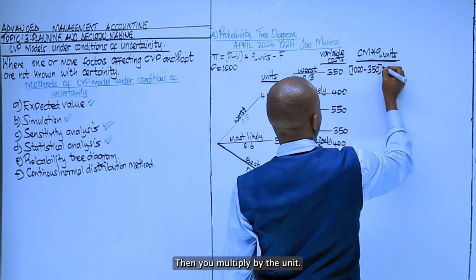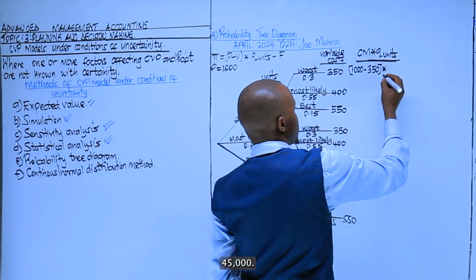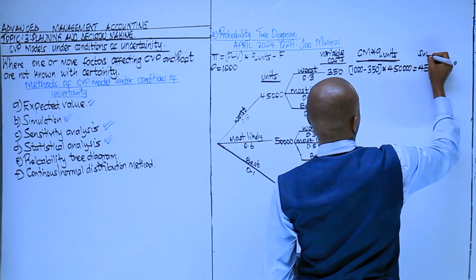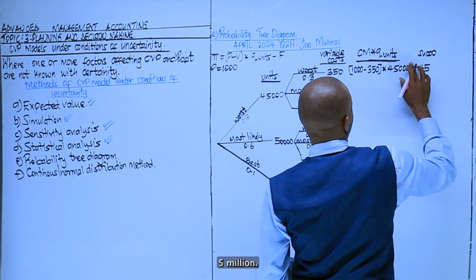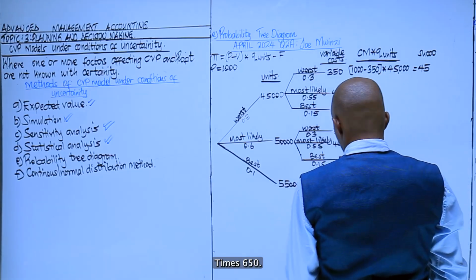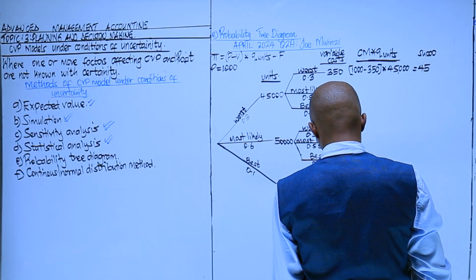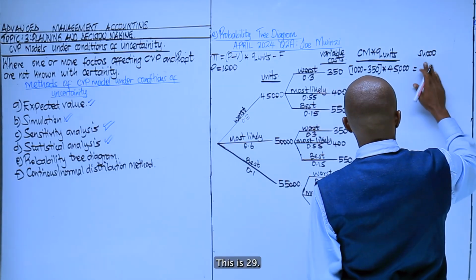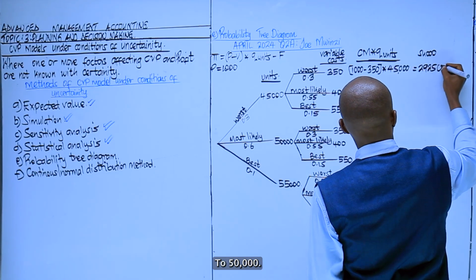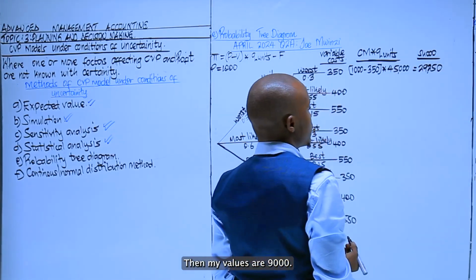Then you multiply by the units. And how many units were you selling? 45,000. So please confirm that that is 45 million times 650. My values are in thousands.